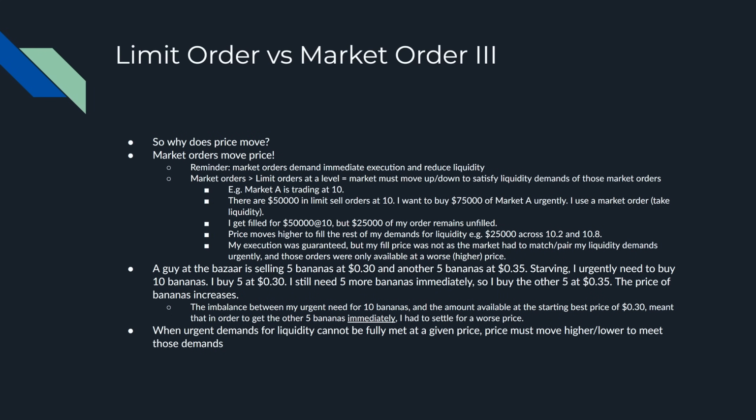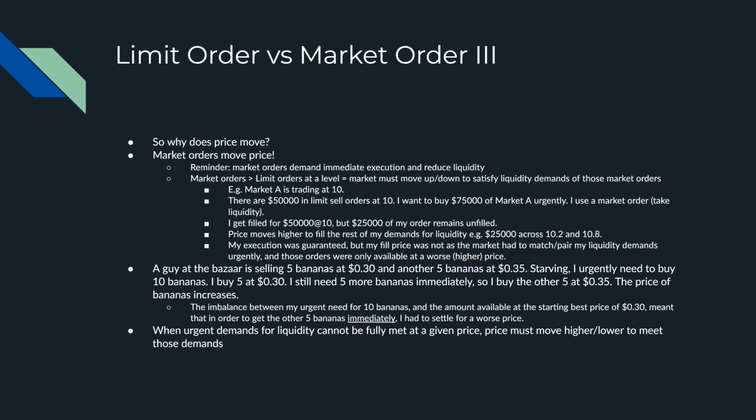So with that in mind, we can start to answer a rather fundamental question, which is why does price move? And the basic answer is that market orders move price. As a reminder, market orders demand immediate execution and reduce liquidity in doing so. In essence, when the number of market orders is greater than the number of limit orders at a level, the market must move up or down to satisfy the liquidity demands of those market orders. Because again, they can't wait. They're happy to pay up. They're happy to get a worse price to guarantee that immediate execution. That's why they're using a market order.